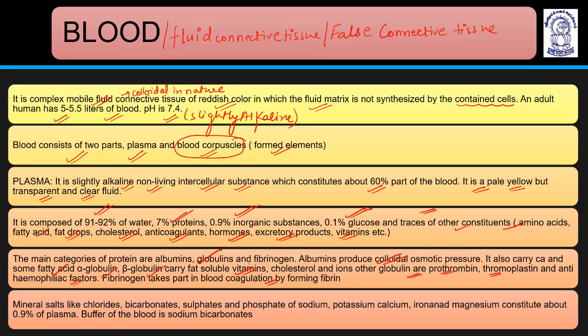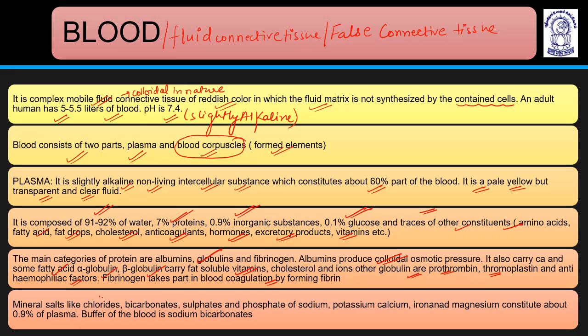So albumin maintains the blood colloidal osmotic pressure. It also carries calcium ions and some other fatty acids. Alpha globulin and beta globulin help to carry fat soluble vitamins, cholesterol and other ions. Other globulins are prothrombin, thromboplastin, and antihemophilic factors. Fibrinogen takes part in blood coagulation by forming fibrin.